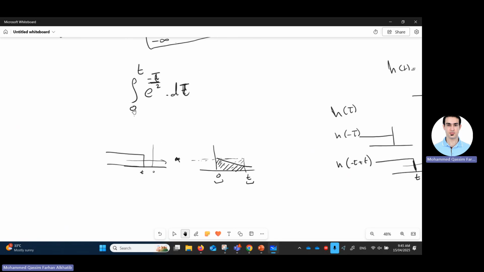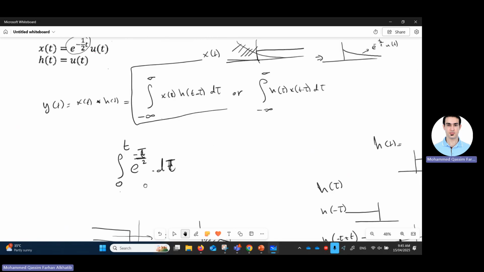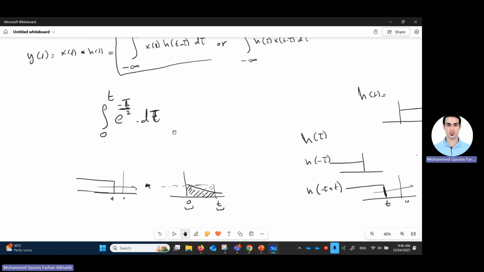So the first part of the integration is from 0, because by definition, integration from negative infinity to infinity. But because I'm using unit step functions, so I'm going to start from 0. That's the first overlap. Then this function is going to keep sliding. Where will it end? It will never, because the function is going to infinity. So it will end at t, because I'm finding the convolution at any point in t.